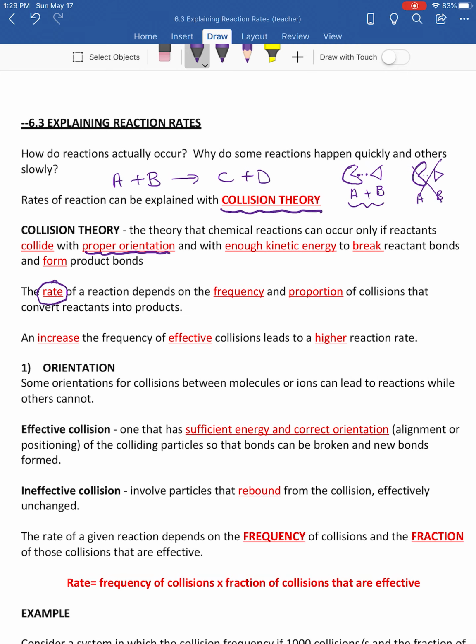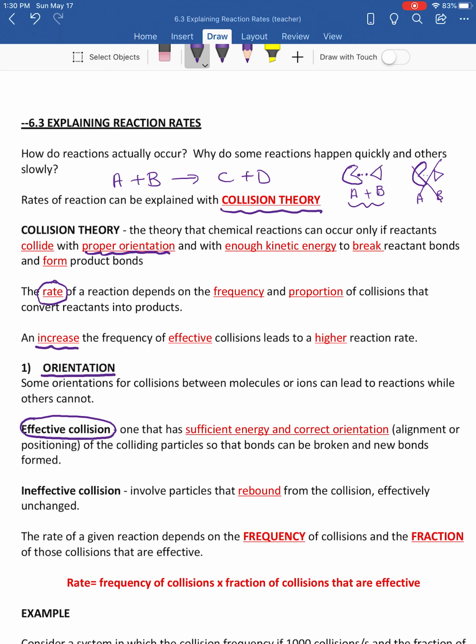So the rate of our reaction depends on how many times A plus B collide and how many of those collisions are effective, meaning how many of those collisions are successful in making your products. So an increase in the number of effective collisions leads to a higher reaction rate. I've already talked about orientation. I did my little diagram up there, but that's one of the major things we need to talk about. Some orientations for collisions between molecules or ions can lead to reactions, while others can't. We're going to talk about the successful ones as being effective collisions.